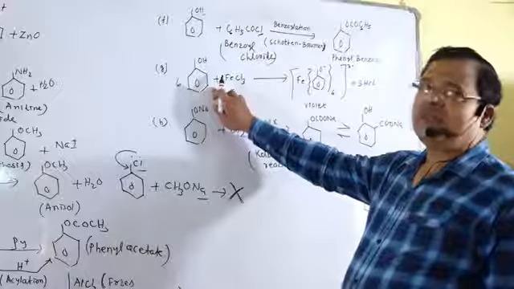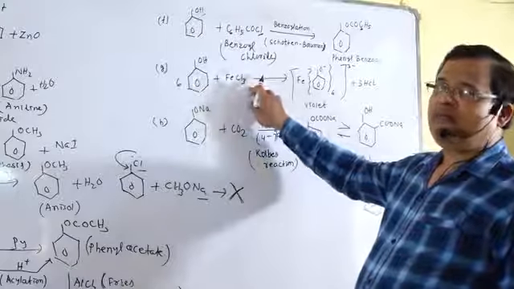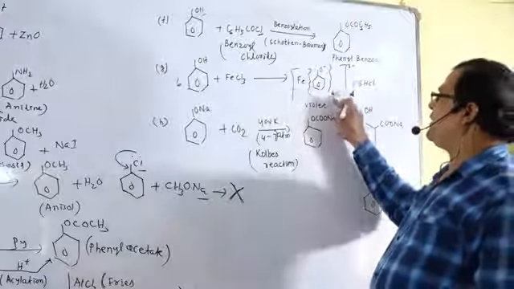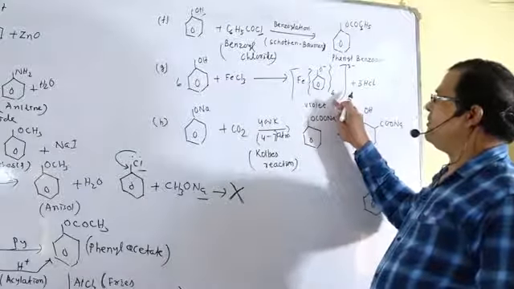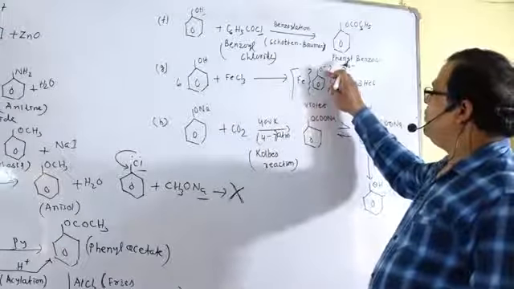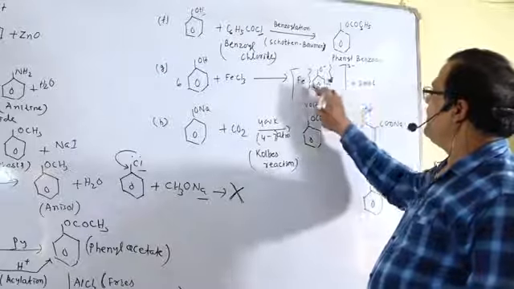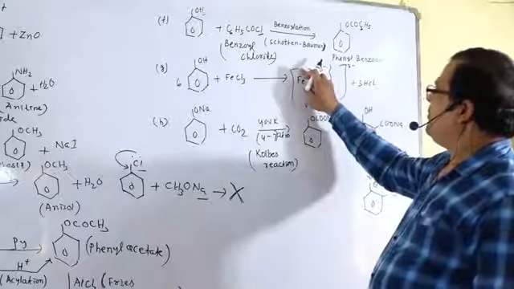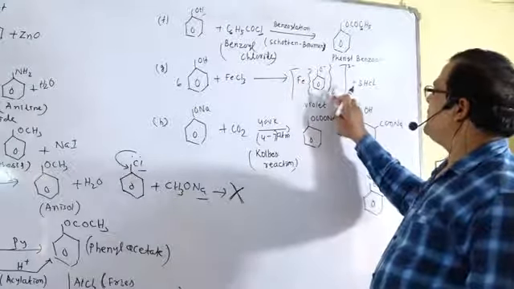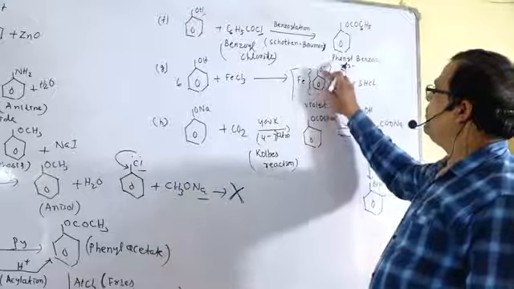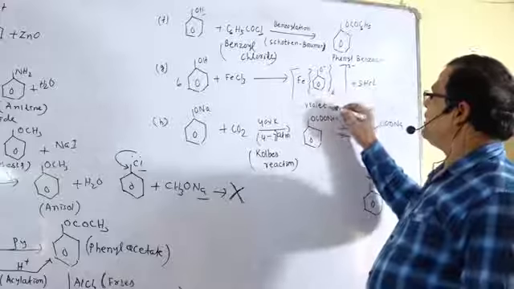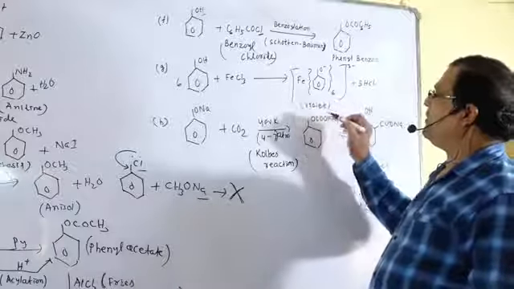So when phenol is treated with neutral ferric chloride, there is the formation of a complex compound, [Fe(C6H5O)6]3-, with Fe3+ and six C6H5O minus. This compound is violet in color.